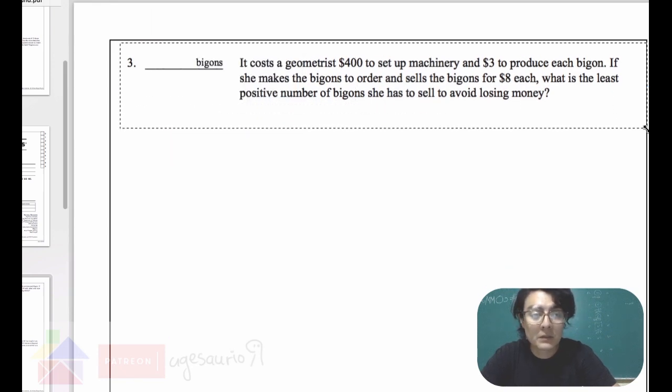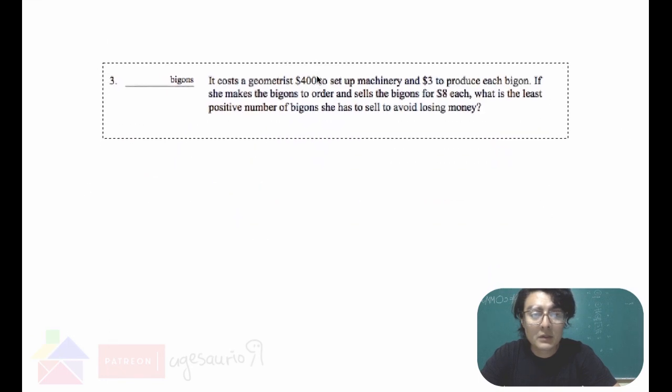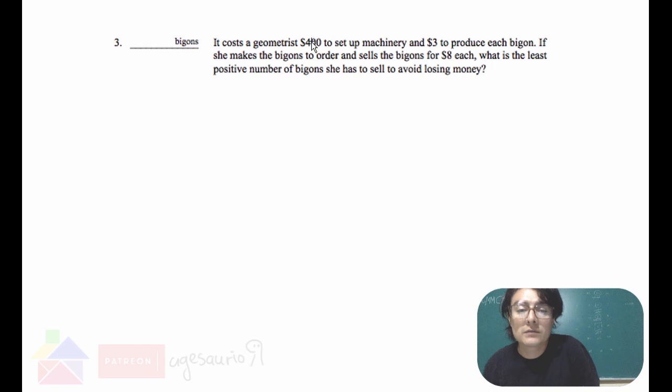Problem 3. It costs a geometrist $400 to set up a machinery and $3 to produce each bicon. If she makes bicons and sells the bicons for $8 each, what is the least positive number of bicons she has to sell to avoid losing money? So it's important we don't lose track of what's being asked, right?